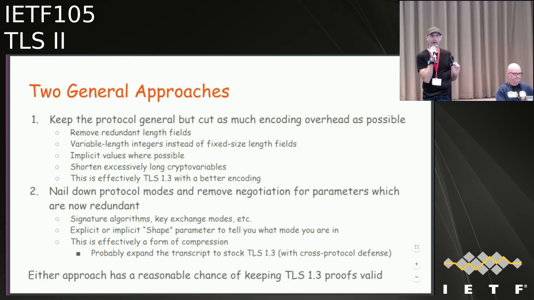Strategy two, which was suggested by Karthik Bhargavan, is to go the other direction and say, let us remove generality and instead have a compression layer that takes your fully general TLS protocol and then compresses it into a reduced version that goes on the wire. And so you probably want some kind of explicit or implicit shape parameter that told you what that compression was supposed to look like. And then what you end up with is a very small wire transcript. But what you probably want to do is then re-decompress that into a full TLS transcript that you feed into everything. And so you think of it as basically a compression layer between those two. This, I think, has the nice property.